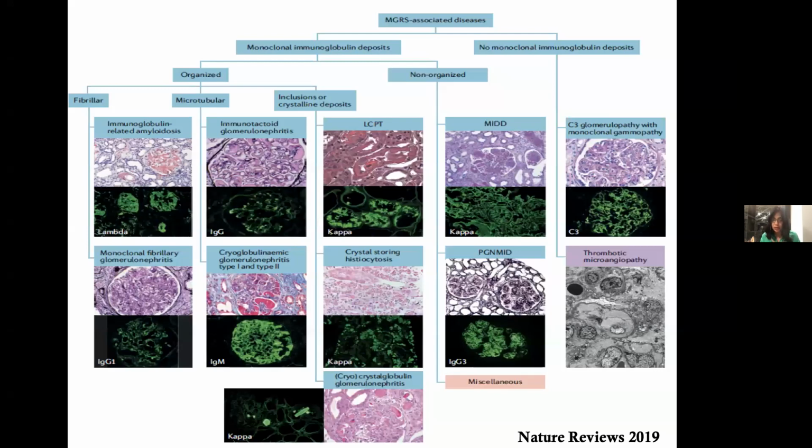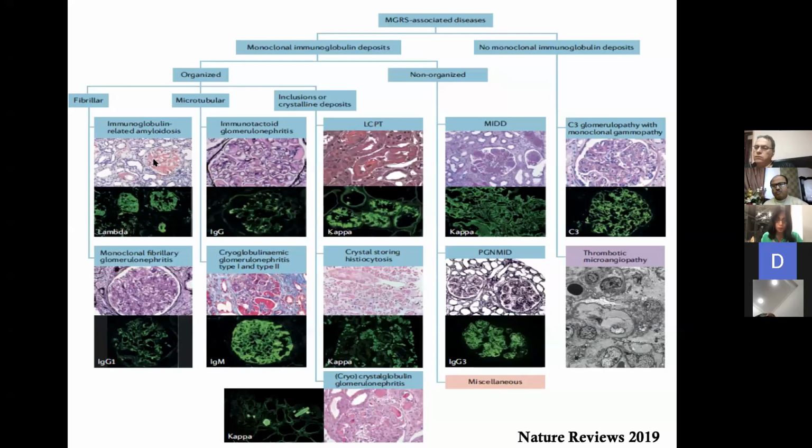Lower percentages with amyloidosis, higher percentages with light chain proximal tubulopathy and MIDD, lower percentage with C3 glomerular monoclonal gammopathy. So in these patients, up to 50% have an underlying malignancy. In these groups, up to 20, here up to 70% have underlying malignancy. Here, up to 20% only. Again, here, 20%.